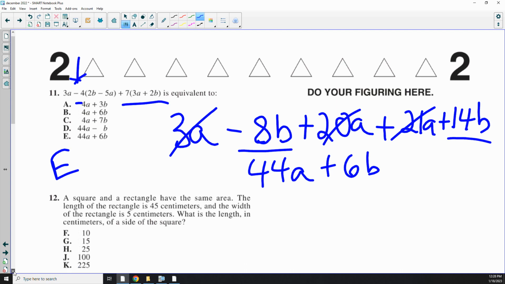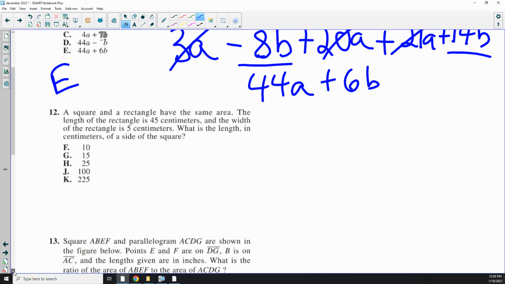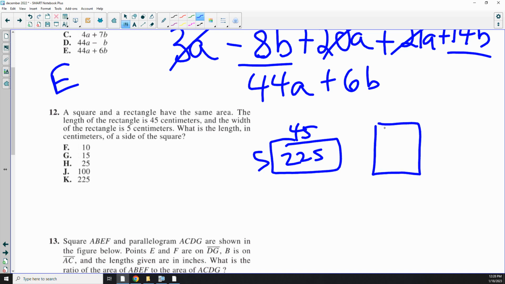Oh, they love this one. A square and a rectangle have the same area. The length is 45 and the width is 5, so what's the area? You multiply them, and you get 5 times 45, which is 225. Now they're looking for the length of the square. So the square would have to be what times what gives you 225. And the answer is 15, G.